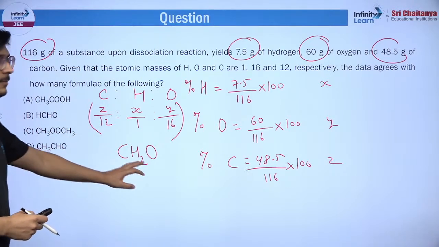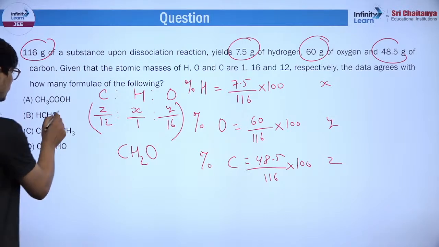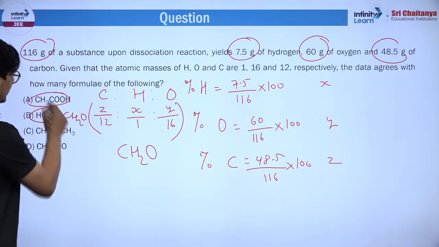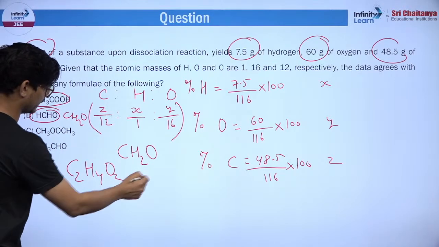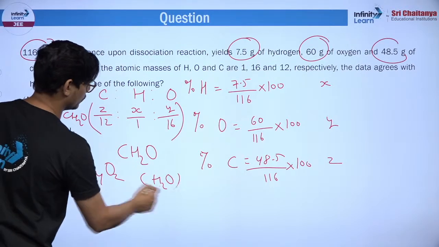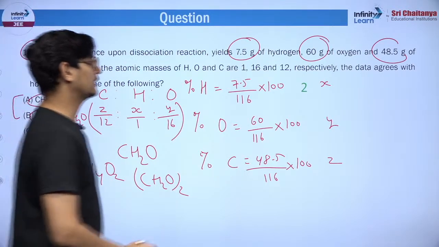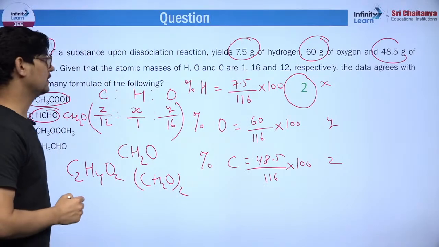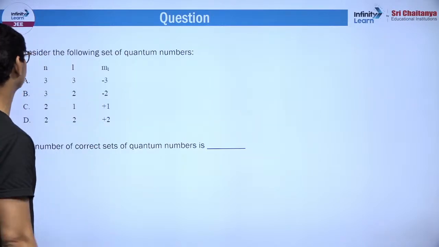So the empirical formula comes out to be CH2O, right, the simplest molar ratio. Then you will find out that it agrees with this one, CH2O, and acetic acid can be written as C2H4O2, that means CH2O twice. तो ये दोनों agree कर रहे हैं, इसका मतलब हमारे data agrees with how many molecules out of these 4? 2, right? That would be the correct answer.